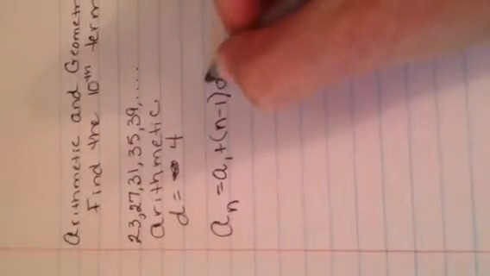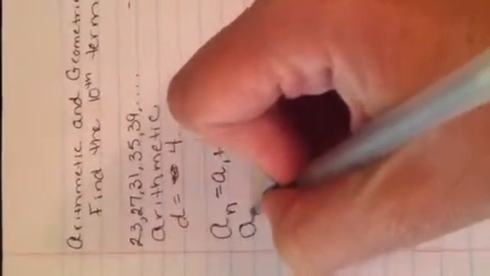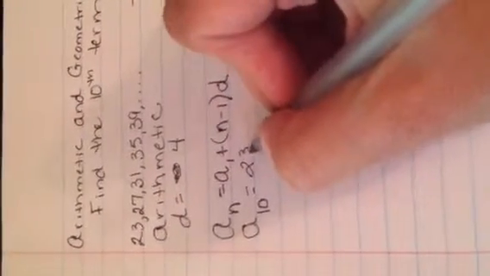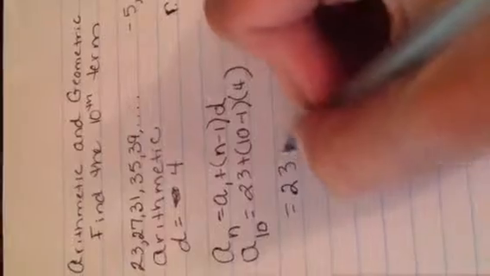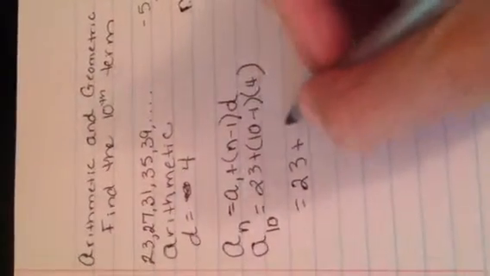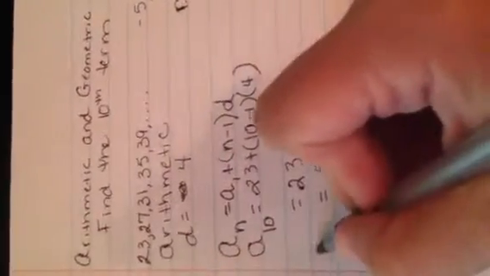a sub n equals a sub 1, the first term of your sequence, plus n minus 1, where n is the number of terms you're working with, times d, the common difference. So n, they've asked me to find the 10th term. n is 10. a sub 1 is 23. 10 minus 1 times 4. And then just go along and do your computation. So that's going to be 9 times 4, 36. And then when I add the two items together, 59. So the 10th term is 59.